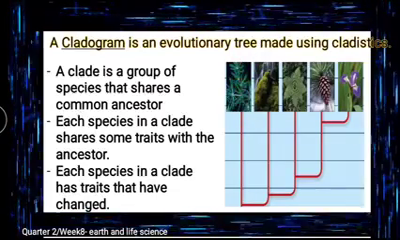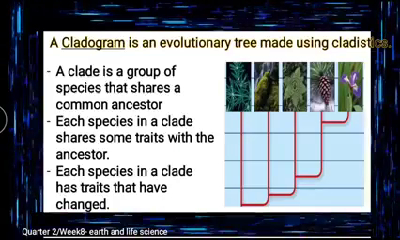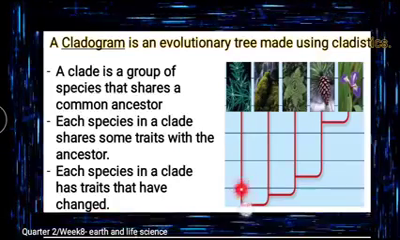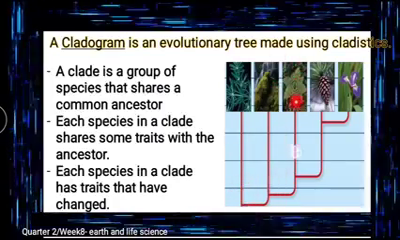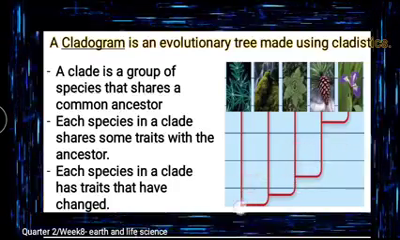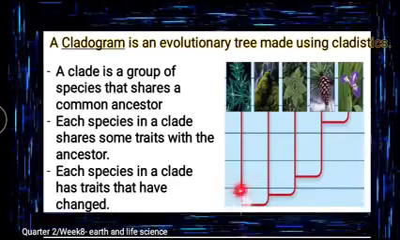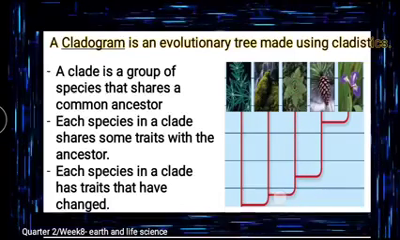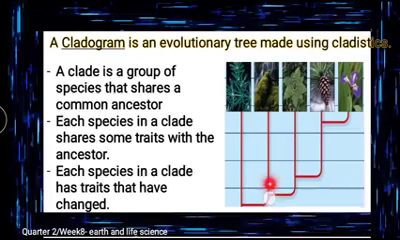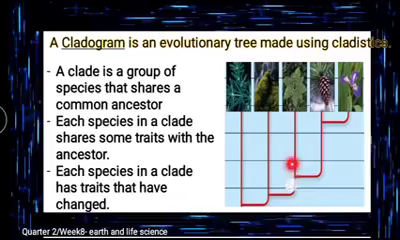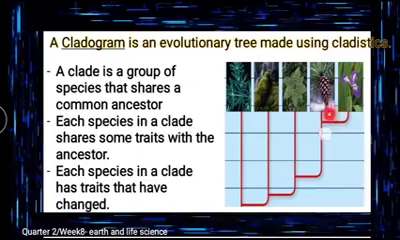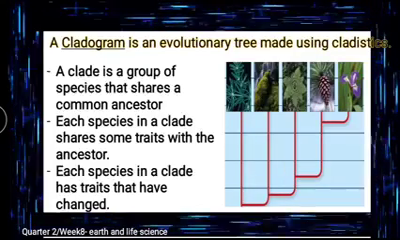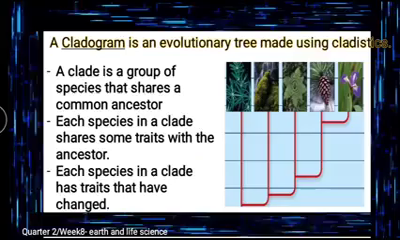And a clade shares a common ancestor. So, all of these plants share a common ancestor which is in this clade. Next, this portion has a common ancestor which is in this part. The ancestor of this one is this one. This one is this one. So that's it. That is a cladogram.